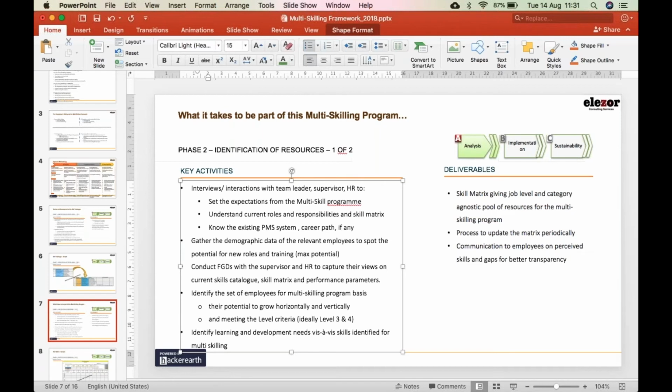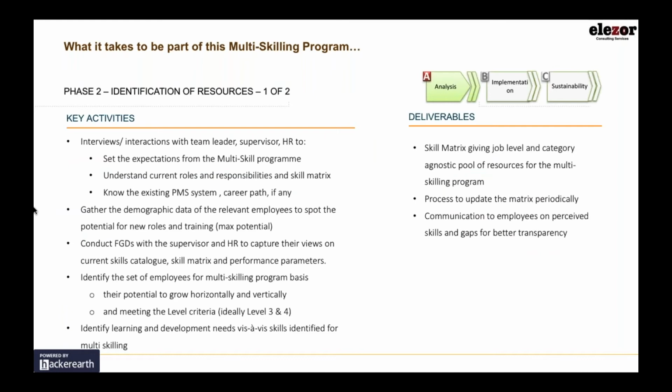Interviews with the team leaders and the supervisors along with the HR have to be conducted again to set the expectation for the program, and know the existing PMS. Gathering the demographics data of the relevant employees to spot on the potentials for new roles and trainings. So basically, looking at the demographic data for each employee to see what has been their potential, what has been their performance parameters, how successfully they have undergone various trainings, and whether they have increased any potential during those trainings or not. So those are the parameters which can give you an idea about whether this person should go for this kind of program or not.